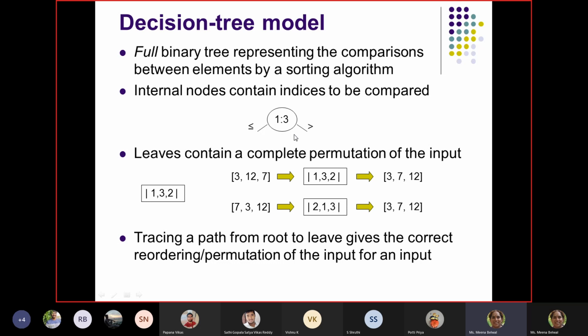Ultimately, if we keep on doing this, what happens? Every leaf that you find is going to represent a particular pattern. What will that be? That will be a permutation of the input. So leaves contain a complete permutation of the input. This is just for the example which we will see in the next slide. Suppose I have a small binary tree, and at the end, for a leaf, this is the permutation.